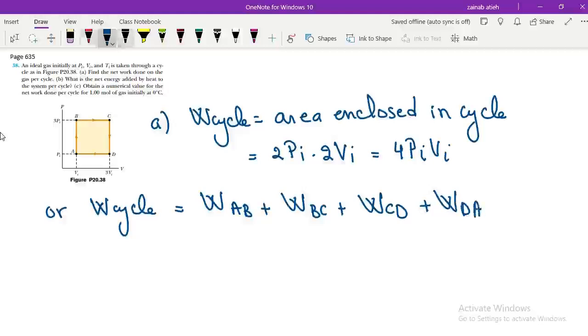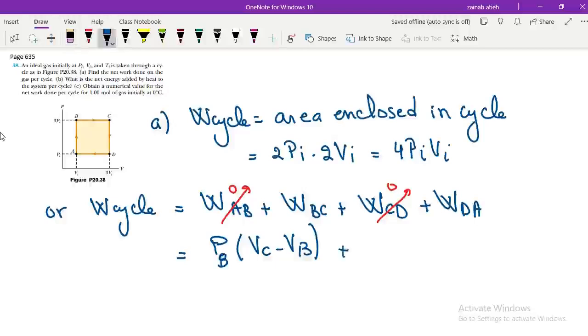Now we have AB 0 because it's isochoric. We have CD 0 because it's isochoric. What remains are BC and DA, which are isobaric. So their formula for work is easy, which is P delta V, so P times VC minus VB. What is the pressure of C or B, because they have the same pressure, I will call it pressure P. You can call it any one you like, so let me call it pressure P.